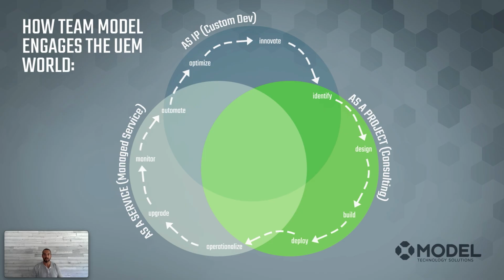So those practices that I had mentioned, starting in the lower right-hand corner with the as a project team, the identify, design, build, deployment phase of technology implementation is generally handled by our as a project or a consulting team. From an operationalization, upgrade, monitor, automate phase, it's usually handled by our as a service team or managed services. And then we have an IP group that creates technology to help fill some of those gaps to optimize and innovate on top of the technology.